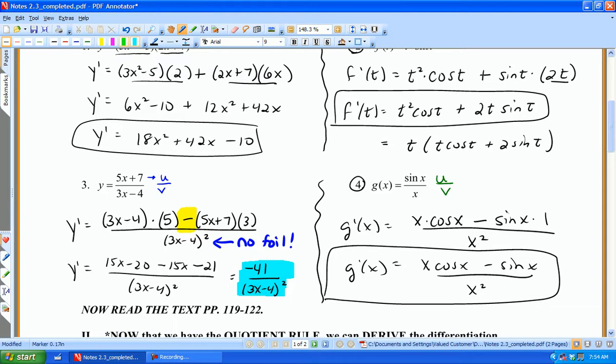All right, if you think you've pretty much got that, then I want you to read the text, pages 119 to 122. Remember, don't get bogged down in reading the proofs of these rules. Instead, focus on looking at the examples they give and making sure that you would be able to do those examples on your own. All right, I'll see you in video 2.